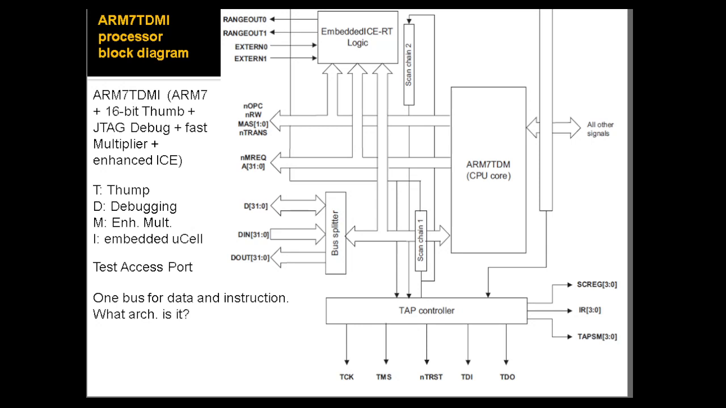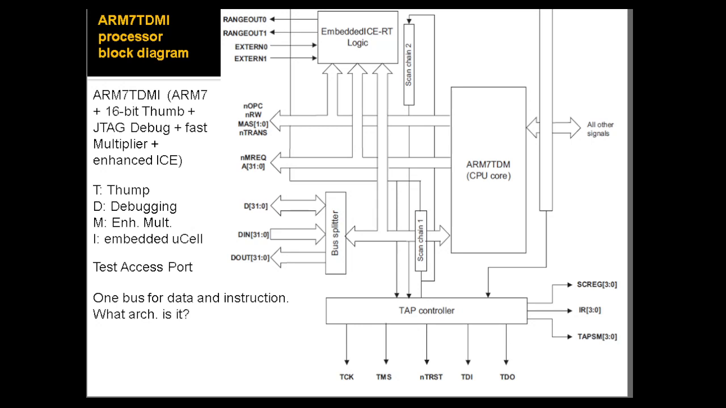In the ARM7TDMI, this means that this core supports Thumb instructions. So that's what the T is for. And then D for debugging, M for enhanced multiplication, and the I for embedded ICE macrocell, and it has a fast multiplier and so on.